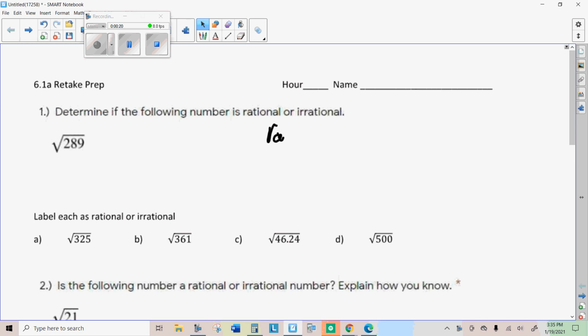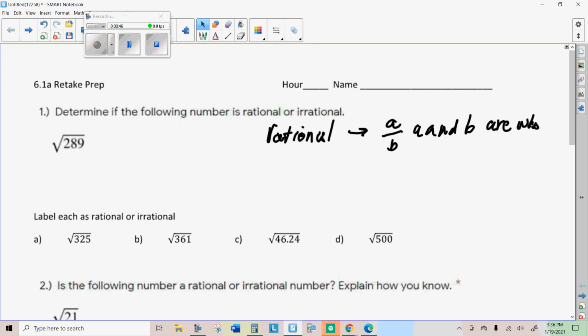A rational number is any number that can be written as a fraction, a over b, where a and b are integers, or whole numbers. So if it can be written as a fraction, it's definitely a rational number. Let's just say a and b are whole. They can be negative wholes also, which are integers.